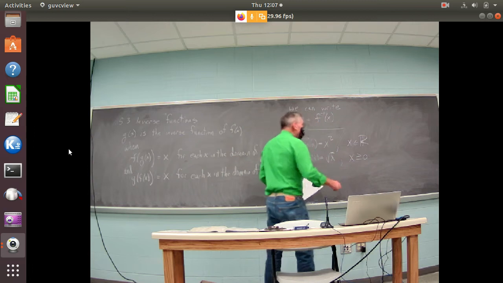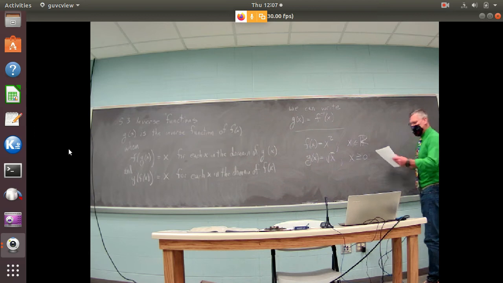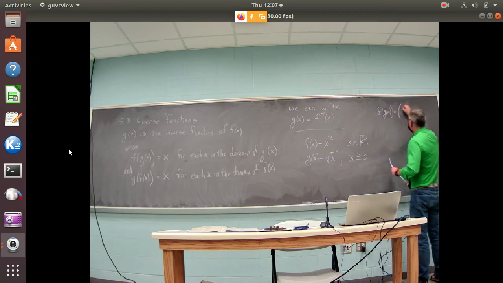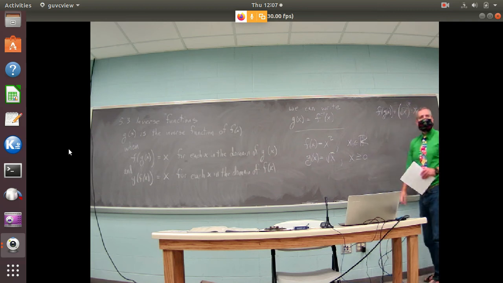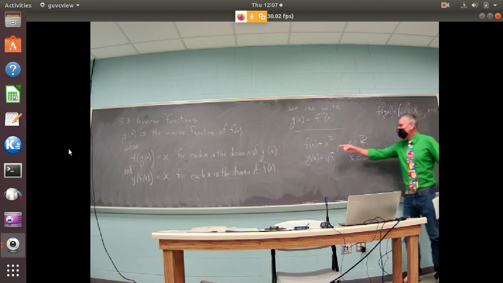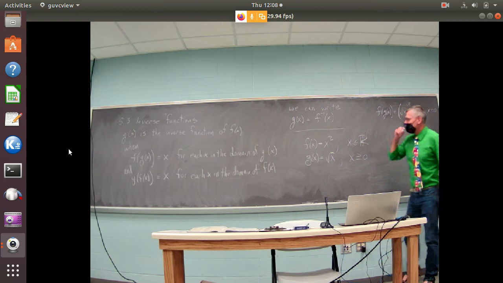Well, but if you look at these, based on this definition and what I've written here, we have f of g of x. F of g of x is equal to the square root of x squared, which is x. And that is certainly true for x greater than or equal to 0, and that is g's domain. Okay, so I did the first line, f of g of x.